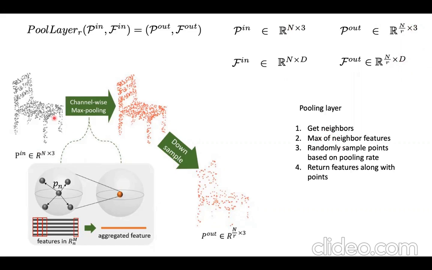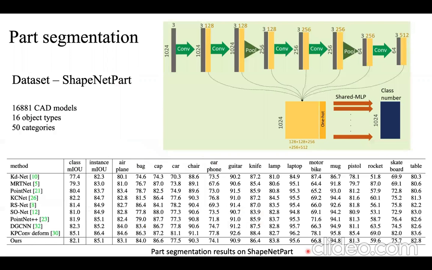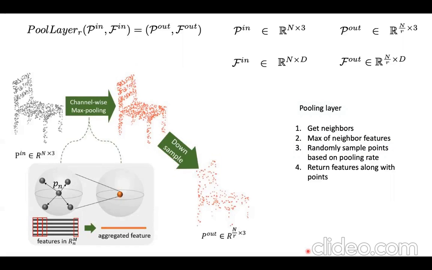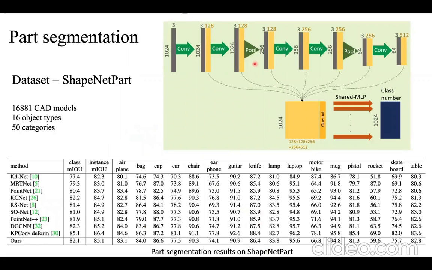Even in this, get neighbors, take the max of those. That's what they are doing: taking the max of the features of those, and then randomly sampling using the pooling rate to get the final features and points. That was part of the whole block. Similar blocks can be used even in segmentation: convolution, pooling, convolution, pooling.